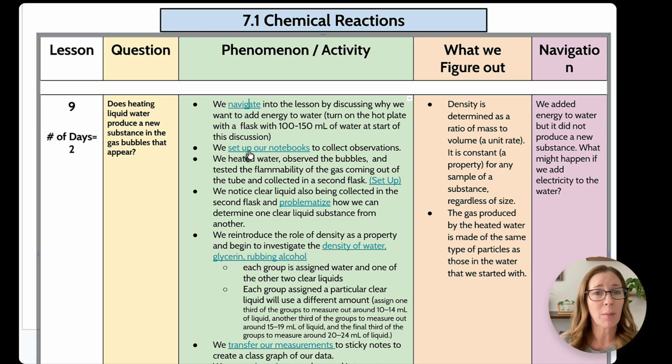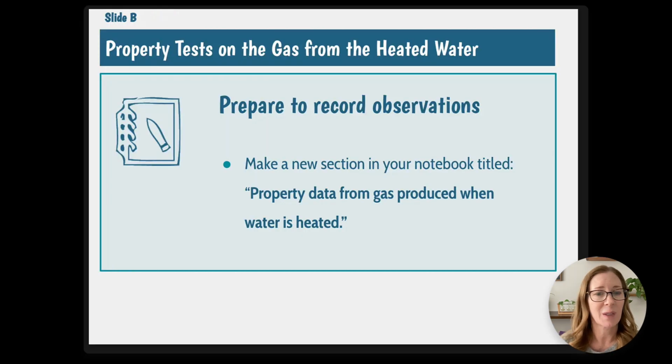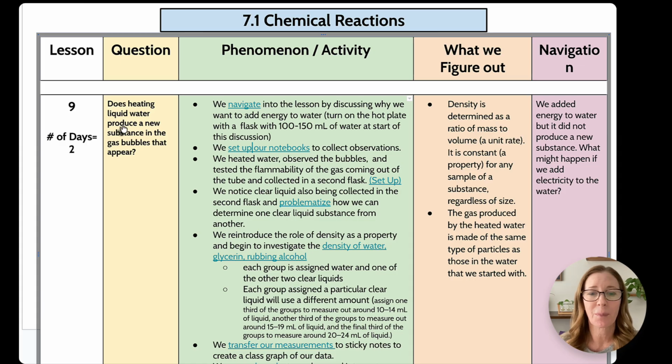So we begin by setting up our notebooks. It's pretty simple. They're just going to title a new page in their notebook, and they're going to write down some observations. And then we heat the water, and we observe that it bubbles, just like the bath bombs bubbled. So we have bubbles in the water, and we're wondering what those gas bubbles are made of. And so we're going to test the flammability of the gas coming out. So let me show you the setup for this investigation.